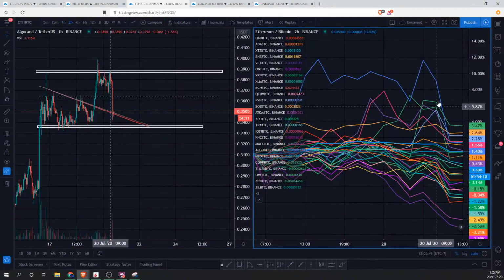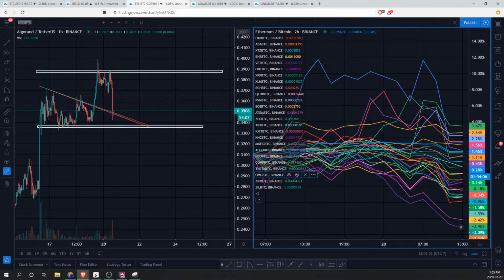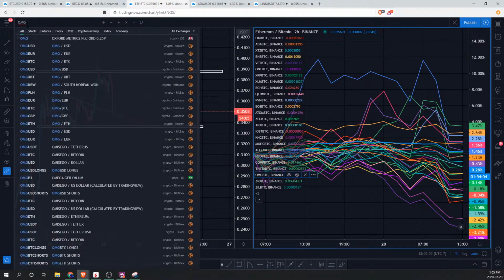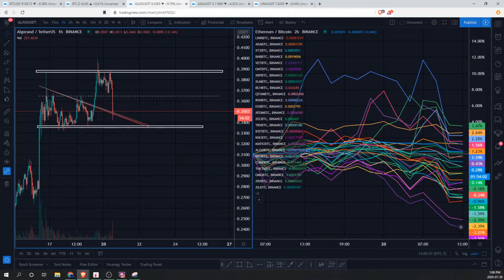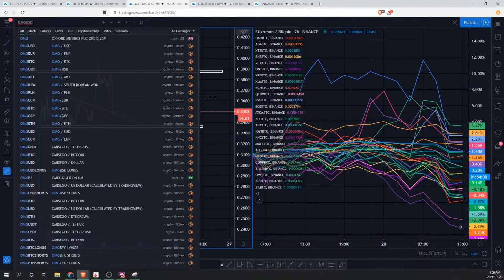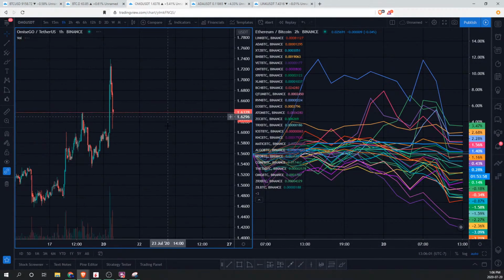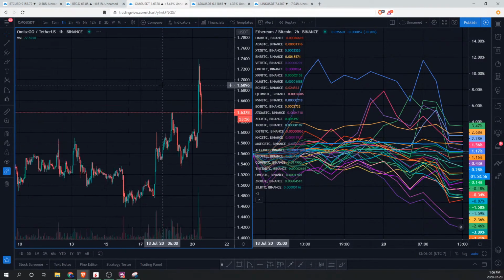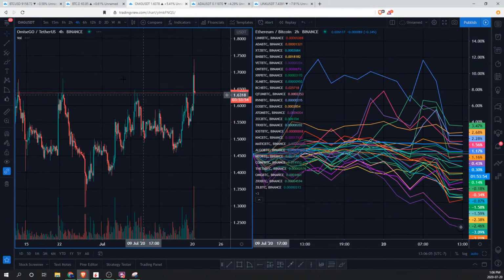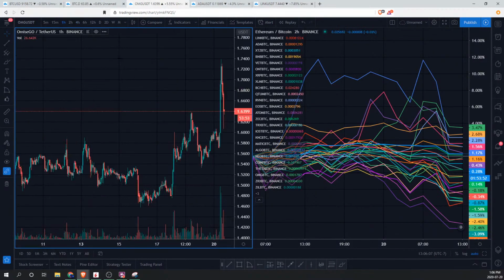Not a lot else is moving up here. We see another one, OMG, that did all right. So let's look at OMG. And nope, that's not the one we're looking for. This is the one, OMG USDT. Yeah, really hard to trade this. It's very, very noisy, very spiky.